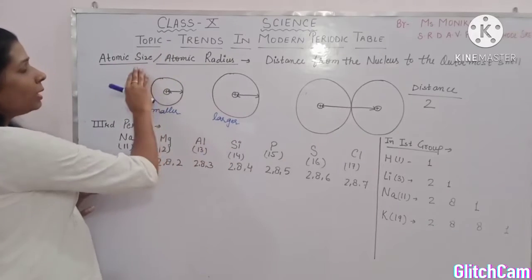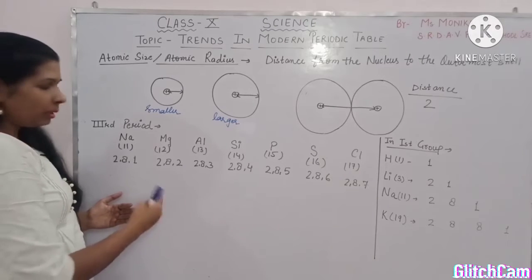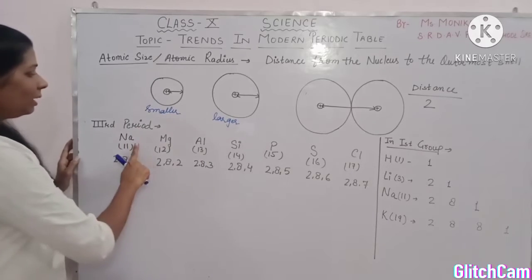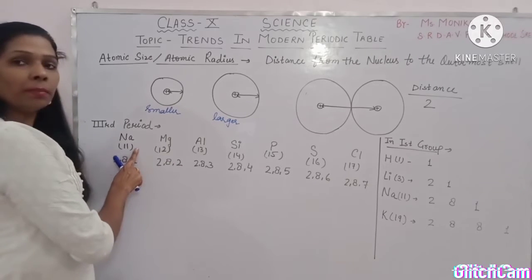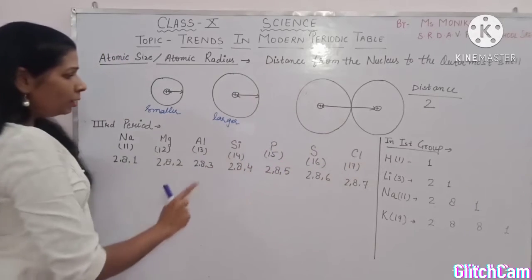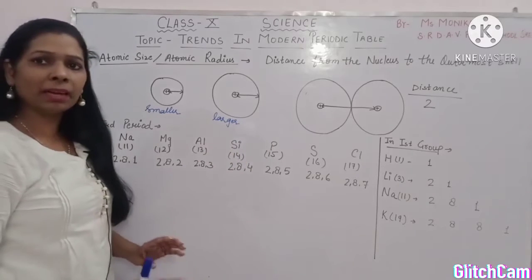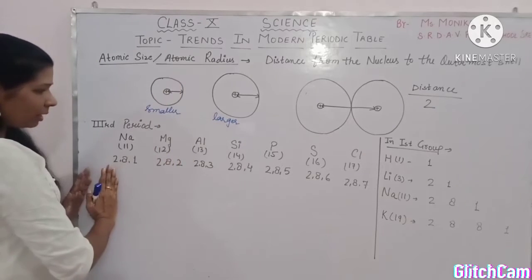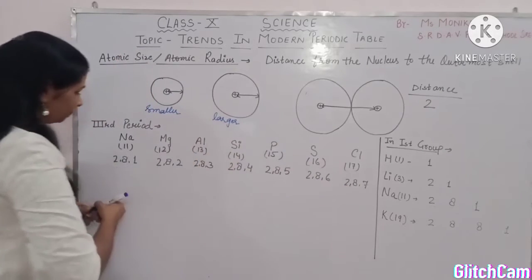Now what happens to the atomic size or atomic radius in a period? Again I have taken the example of the third period in which the elements are arranged like that. Atomic number 11, then atomic number 12, 13, 14, 15, 16, 17. You can see here there are only 3 shells: 1, 2, 3, 1, 2, 3, 1, 2, 3. Every one has only and only 3 shells. Now how will atomic radius change when we move from left to right in a period? Look at this.